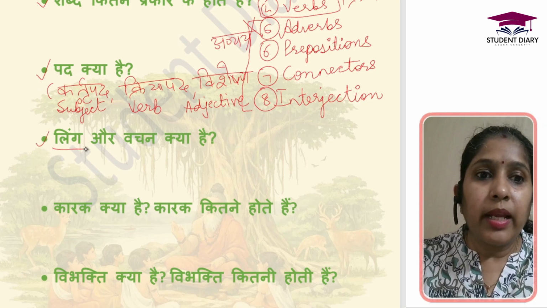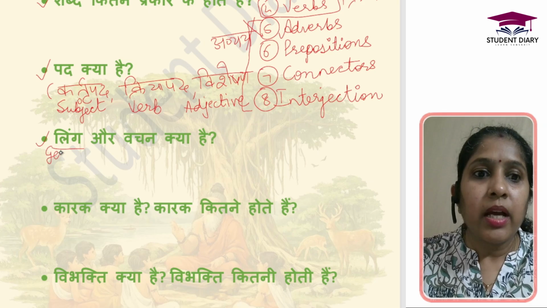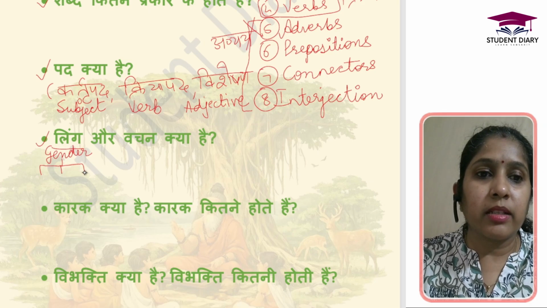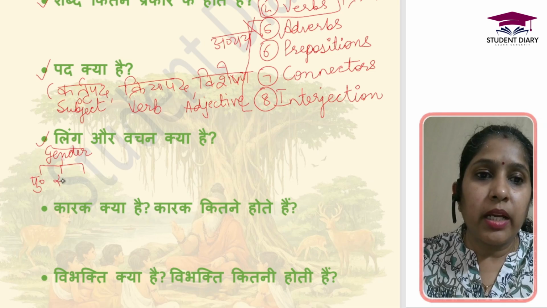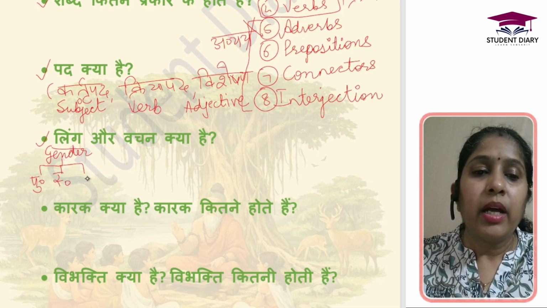So we talk about ling, that is the gender. In Sanskrit, when we talk about gender, we have three genders. One is the pulling, which is the masculine. Then we have the striling, which is called the feminine. And then we have the napunsakling, which is the neutral.